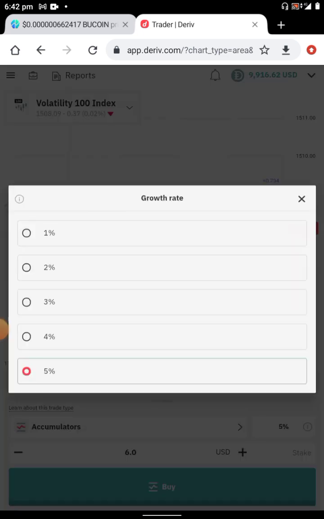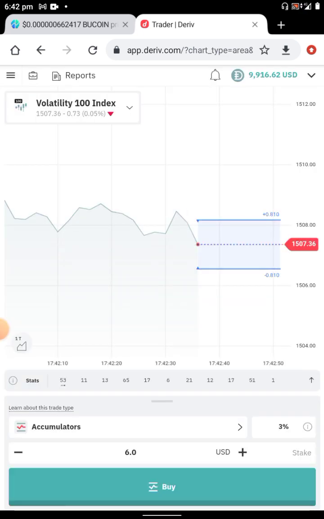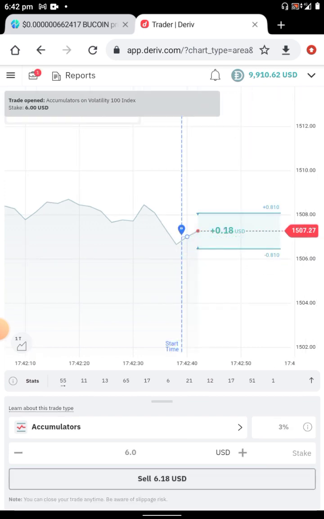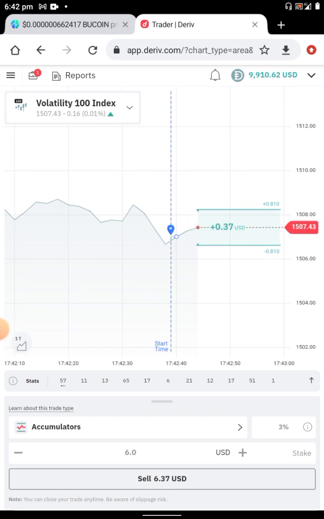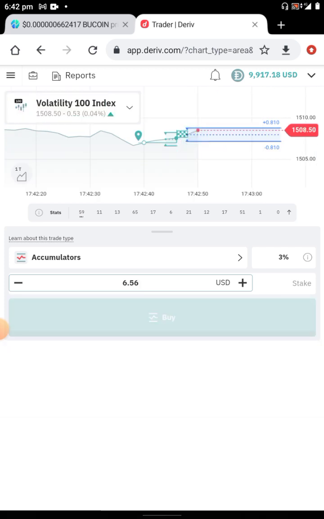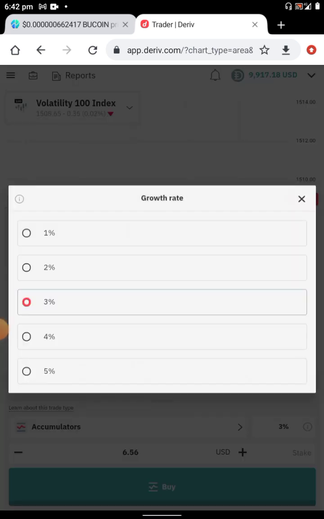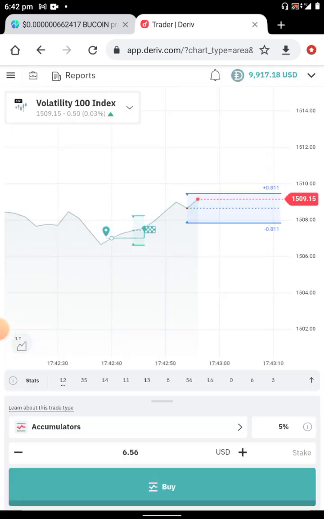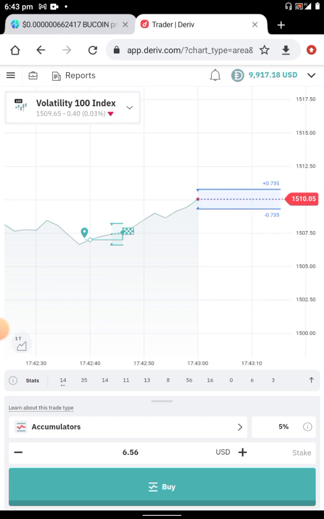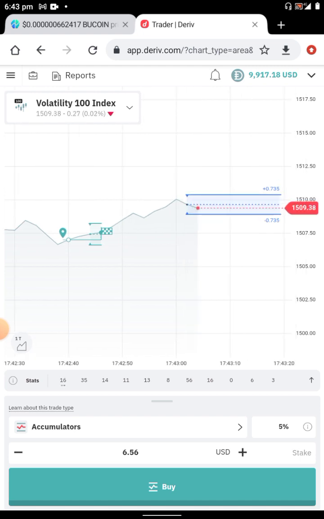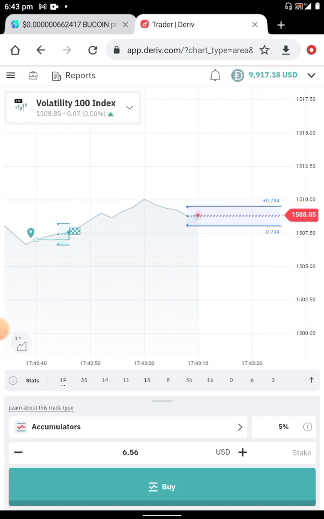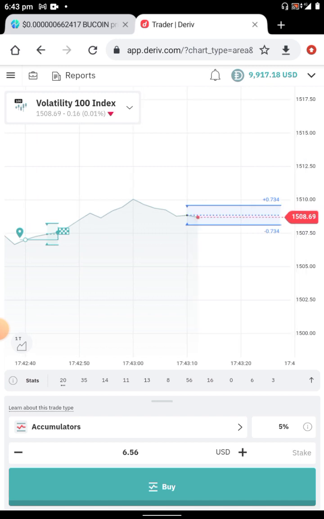Understand? That is another breakout. So this is the number 9, the ninth one. So this is our last trade. Let's go to 5 minutes again. The number 10 trade. So let's wait for a breakout on 5%. This is the number 10 trade.